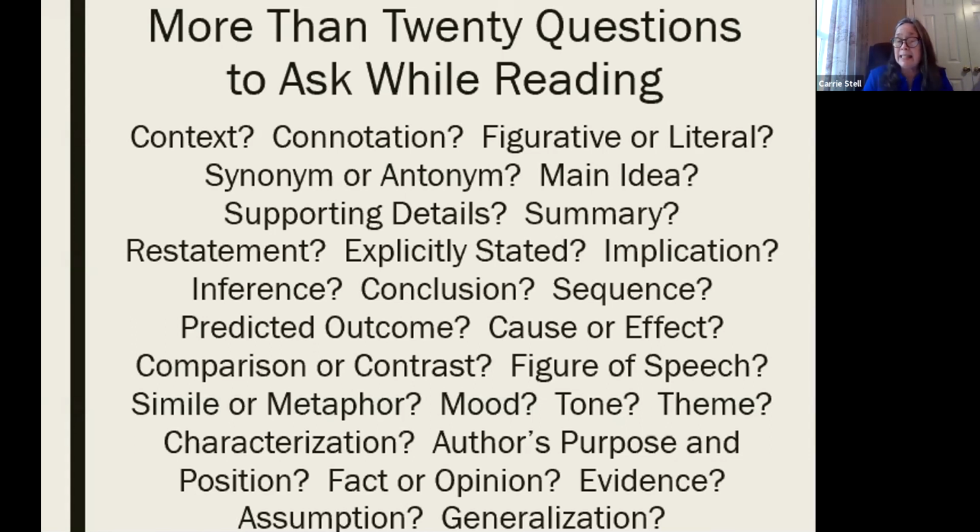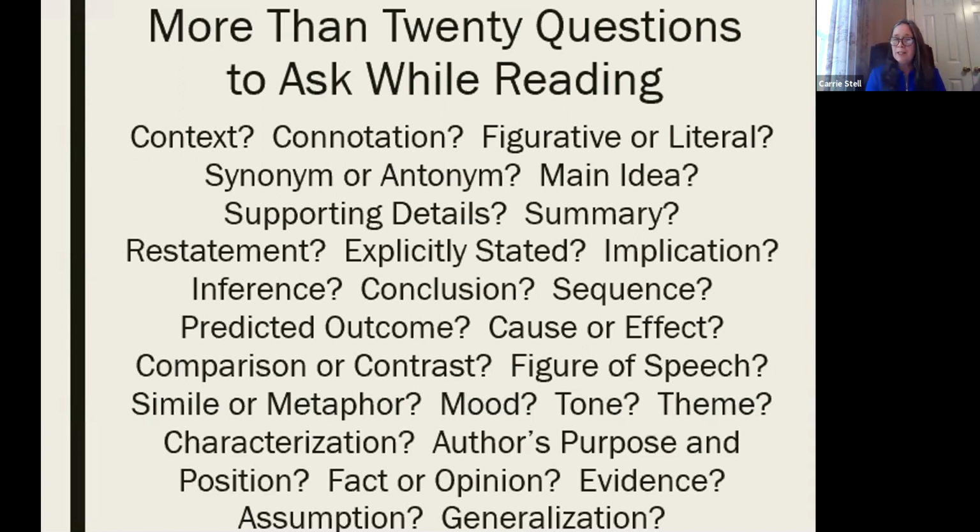Is this explicitly stated? What's the implication? What is the author implying? What inference can you make? What can you infer from what we have just read? What conclusion can you come to? What's the sequence of events? Can you predict an outcome? What do you think will happen next? What's a cause of this effect and what's the effect? Can you compare or contrast these ideas? How are they similar or different?